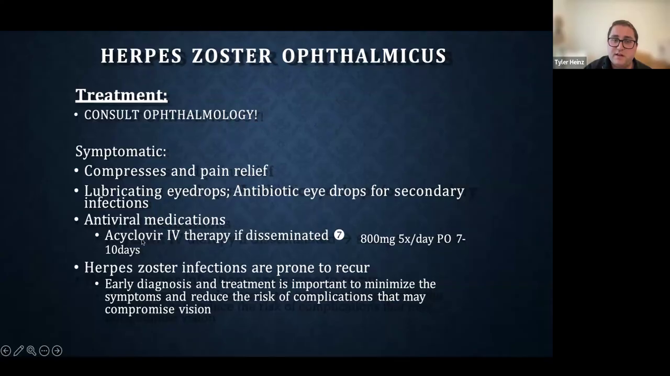Antiviral medications, acyclovir, IV therapy. Sometimes we do just Valtrex pills, by mouth for 7 to 10 days, like 3 grams or so per day. So we'll usually do 1 gram pills 3 times a day for like 10 days. But IV, of course, is always great if you can. Herpes zoster infections, like we had said, are always prone to recur. So always keep that in the back of your mind. Someone who's had chickenpox when they were younger, or they've had confirmed herpes in the past, it's always a possibility that it can pop up in them at any point in their life.